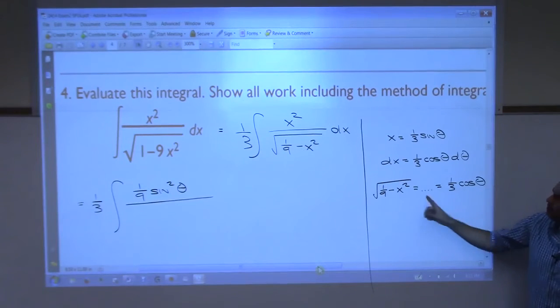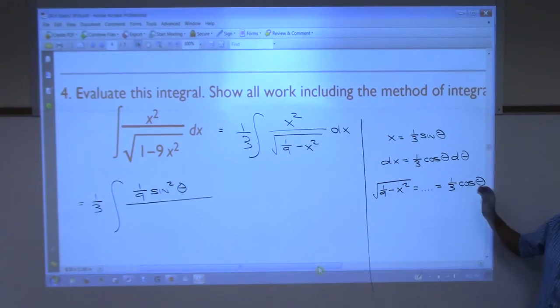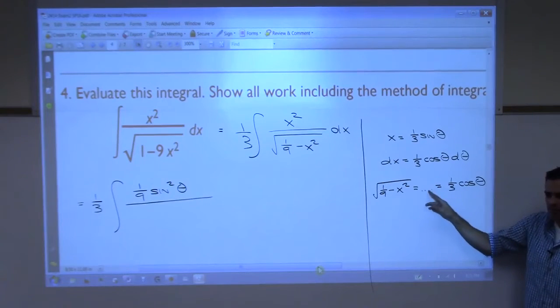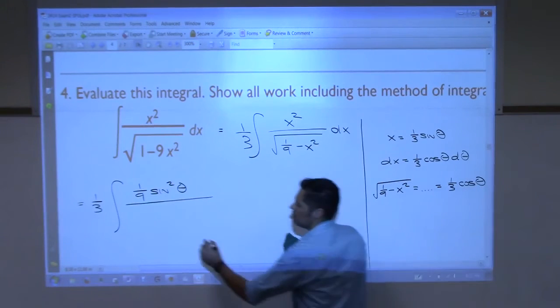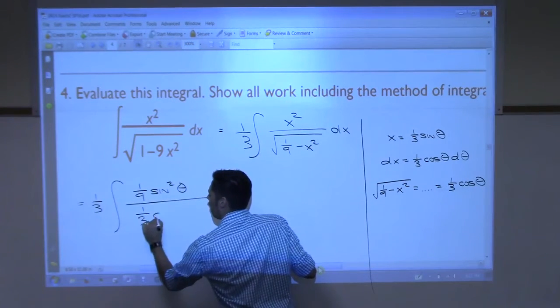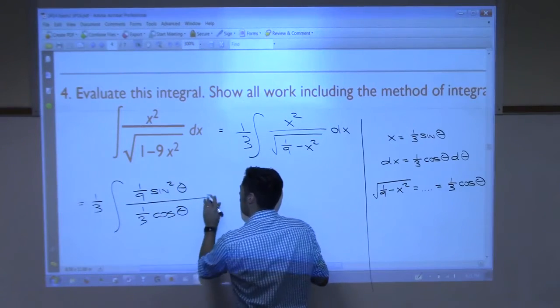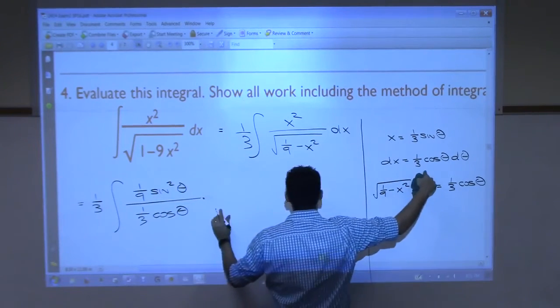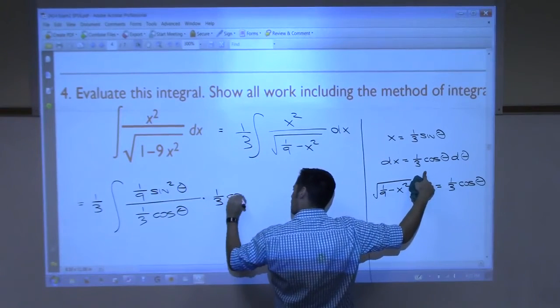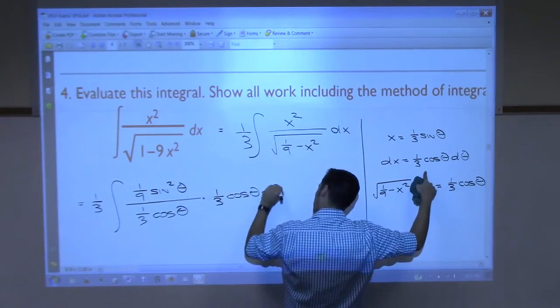We already did that, though. The square root thing, I figured it out, but I didn't show it all. I just wrote it down. So it's just 1/3 cosine theta underneath? And then it's going to be a cosine theta. Yeah, and then don't forget the dx, which is 1/3 cosine theta d theta.